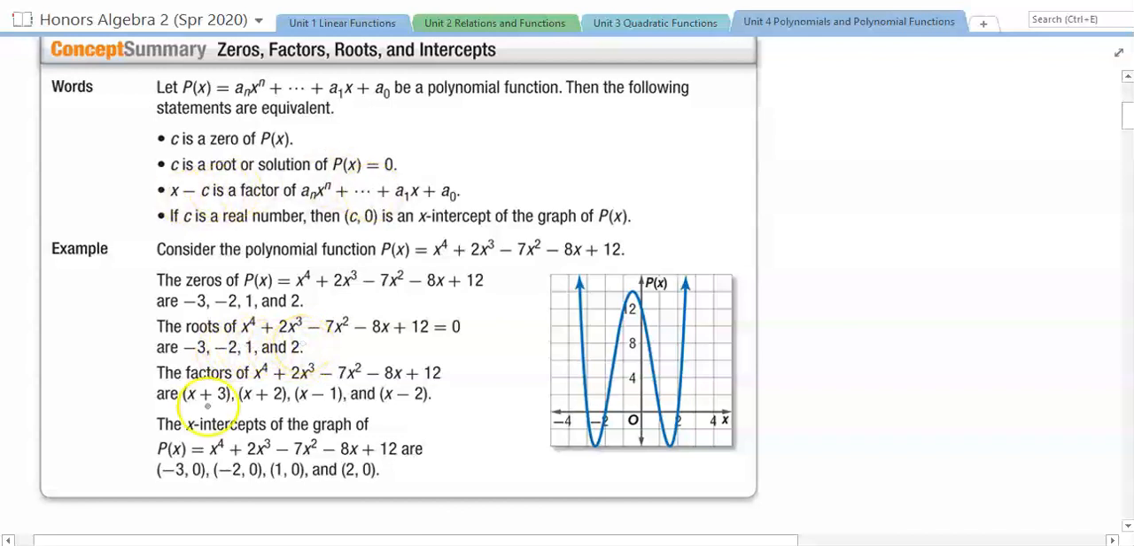The factors would be when we factor this out. x plus 3, x plus 2, x minus 1, and x minus 2. Remember, the x signs flip because you're doing x plus 3 equals 0, and that's what gives us the -3 there, right? And then our x-intercepts of the graph is where on our graph this is crossing or touching the x-axis, and so those are those 4 ordered pairs in this case. So that's what we're looking at when we talk about those 4 different things. And again, we're talking about these terms interchanging with one another.